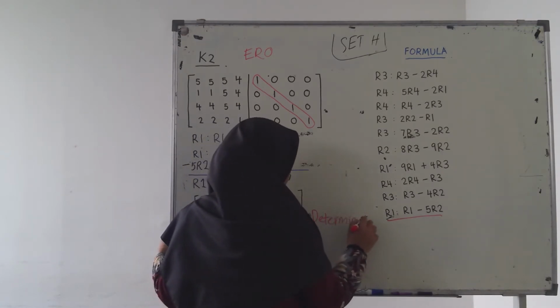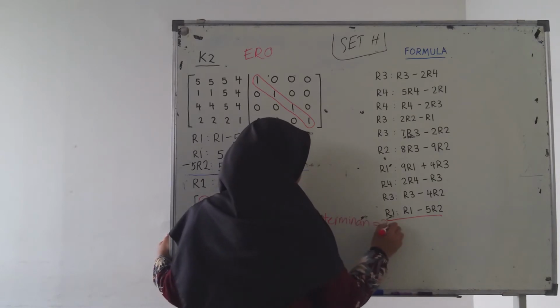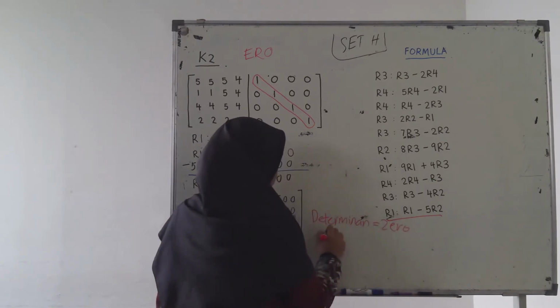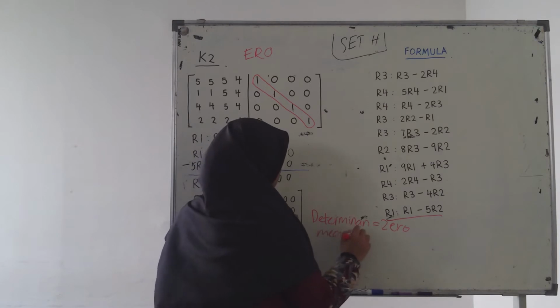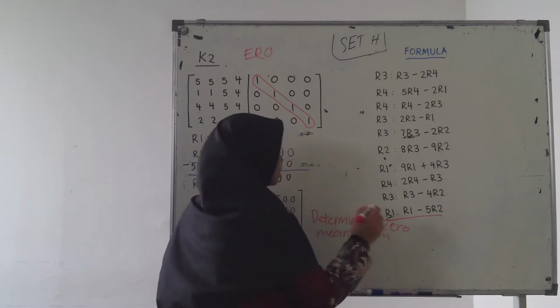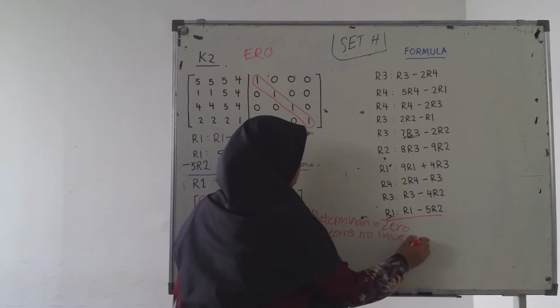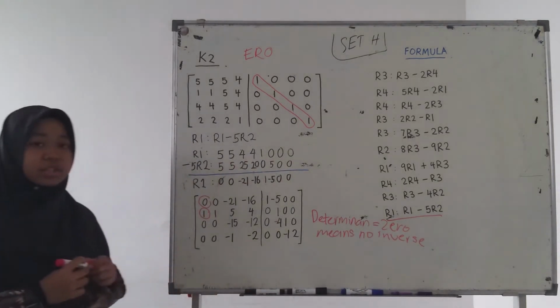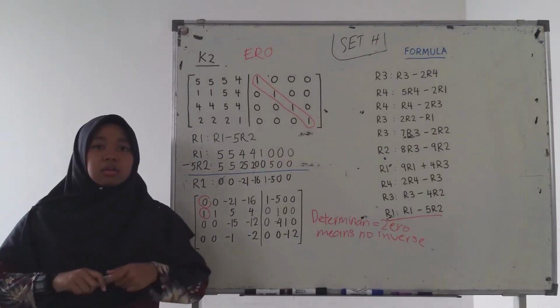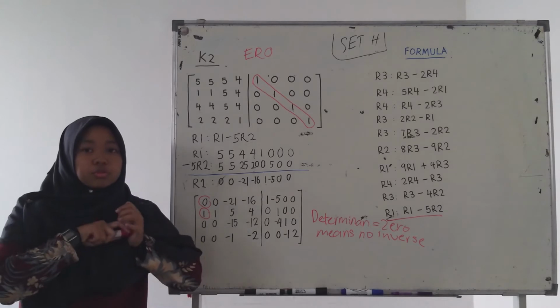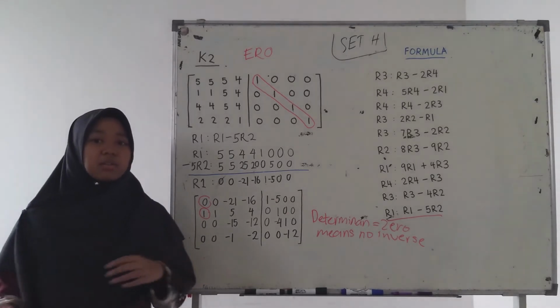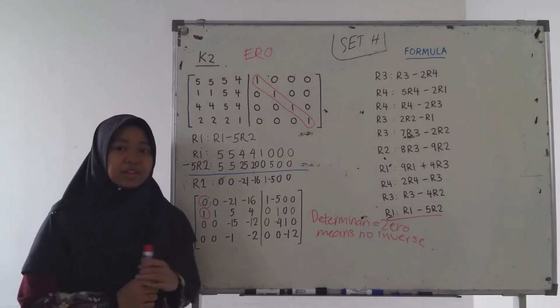Determinant is 0 means no inverse. So basically, matrix 2 is not suitable at all to enter the code because it could not be inversed. Okay, that's all from me.